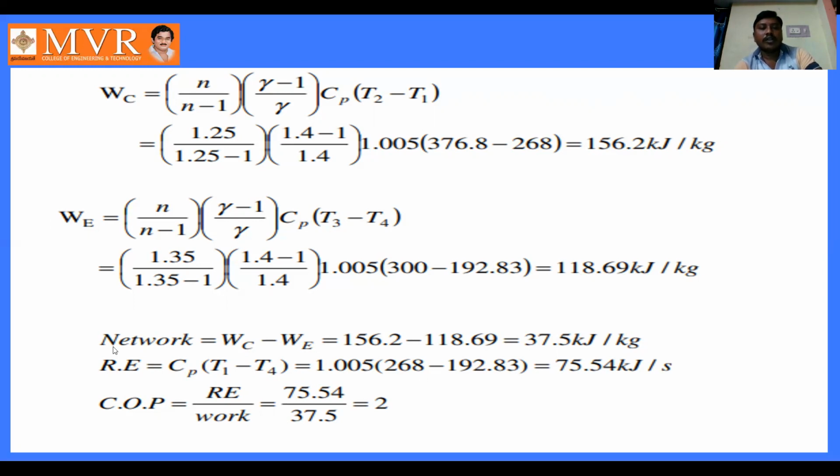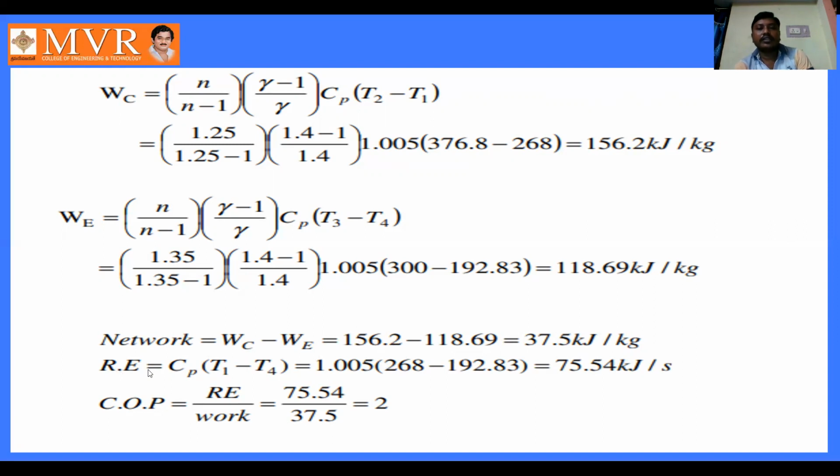See here, now we are going to calculate the net work done. The net work done is nothing but the work done of the compressor minus the work done of the expander. Work done of the compressor is 156.2 minus the work done of the expander, 118.69, which is equal to 37.5 kilojoule per kg.